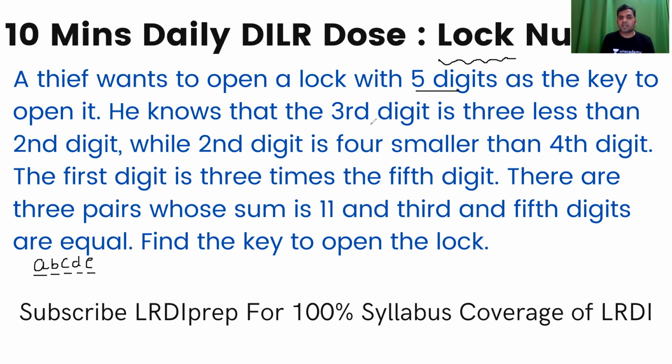Now he knows that the third digit is 3 less than the second digit. So that means the value of B is equal to C plus 3, right? Third digit is 3 less than the second digit, so the second digit is 3 more than the third digit. It's the same thing. So can I say the digit B is C plus 3?